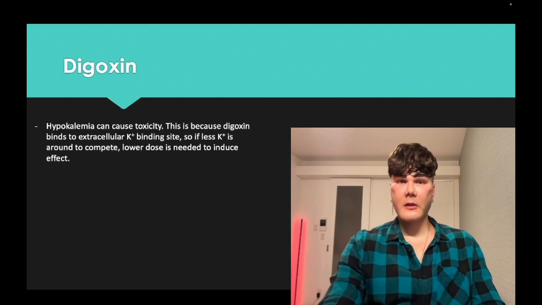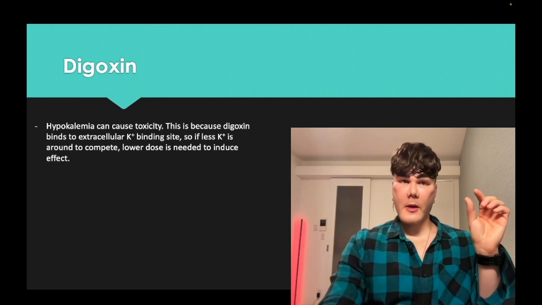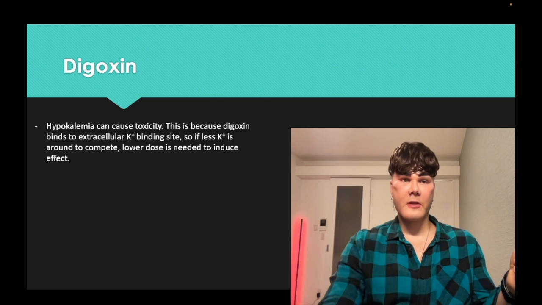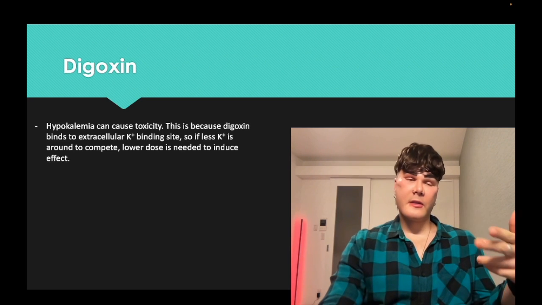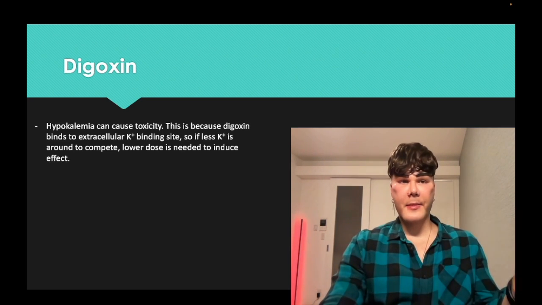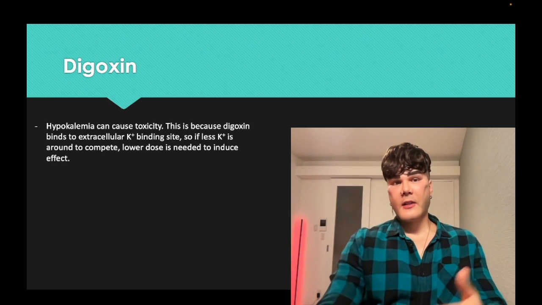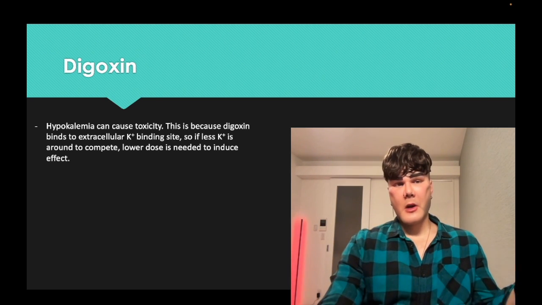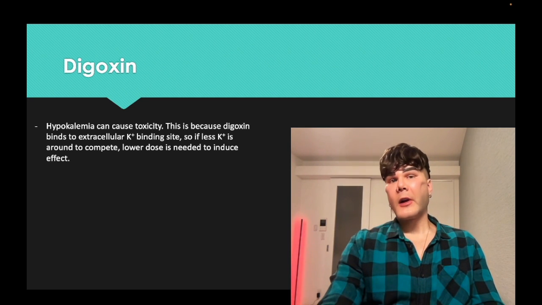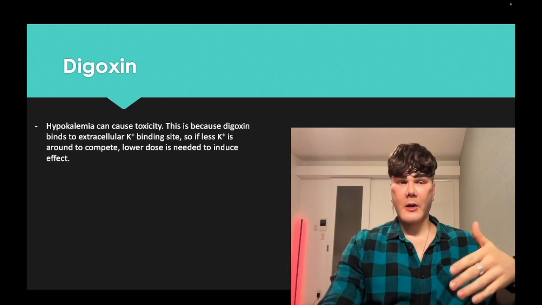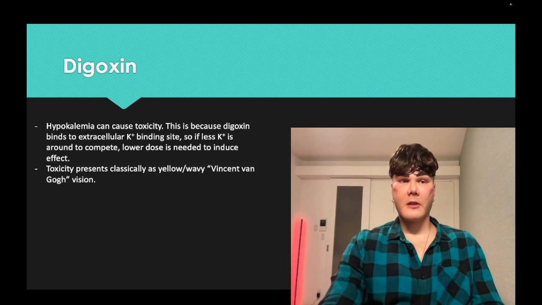Hypokalemia can cause toxicity, so its binding site, digoxin, is for the potassium location for the sodium potassium ATPase pump extracellularly. So if you block that, in the setting of hypokalemia, you obviously have less competition for that binding site. So I mean, that makes sense. When I say if you block that, and I don't mention it in this presentation, but it can also rarely cause hyperkalemia. Okay, if you block it and potassium doesn't get into the cell, it can actually cause hyperkalemia, but hypokalemia can cause toxicity.